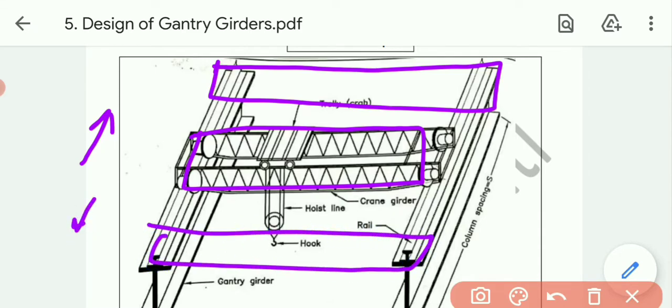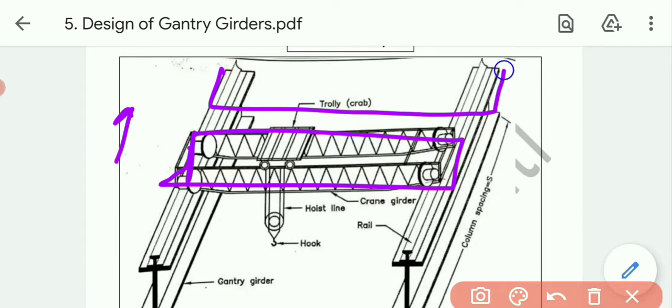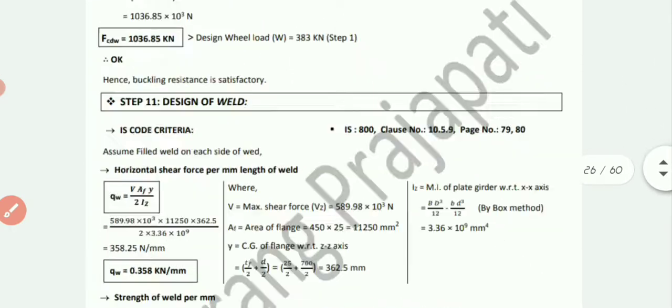So the condition is it should be at the end of the gantry girder in order to get the maximum shear force. So right now I will move this crane girder towards the end of this gantry girder. So two wheels will be over here. Okay, just a minute.